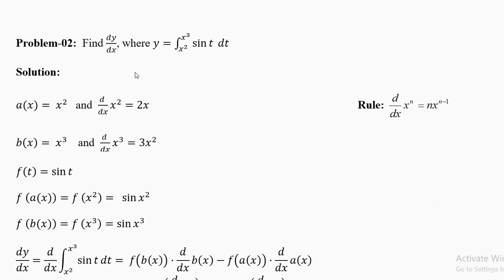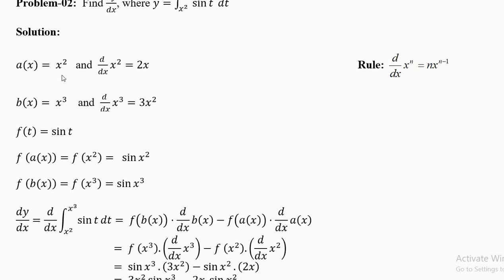Find dy by dx where y equal to integral x squared to x cube sine t dt. Now note down the important things. The lower limit is a equal to x square. Upper limit is b equal to x cube. The function is sine t. Now do the differentiation. Derivative of x square is 2x. Derivative of x cube is 3x square.